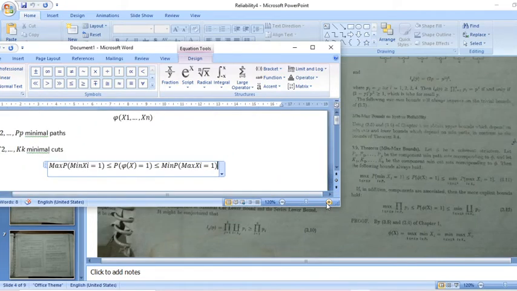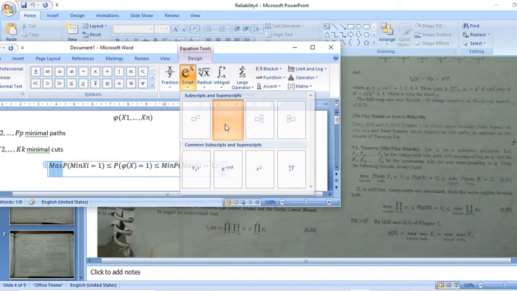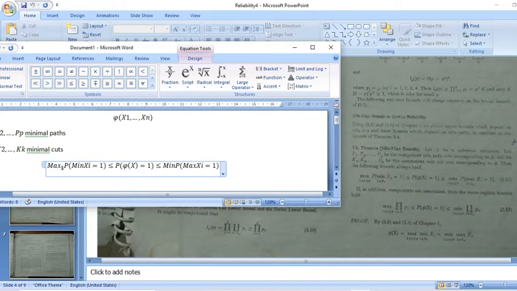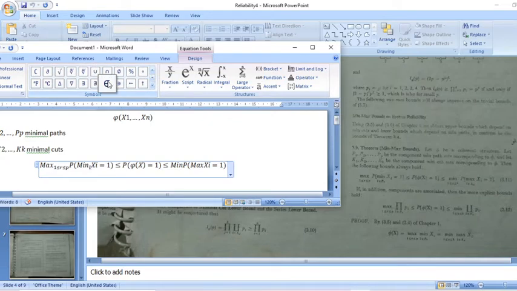What is that? The maximum is taken over 1 less than or equal to r less than or equal to p. So the maximum is taken over all minimal paths. And here the minimum is taken over all the components in the corresponding minimal path, that is, i belongs to Pr, xi.